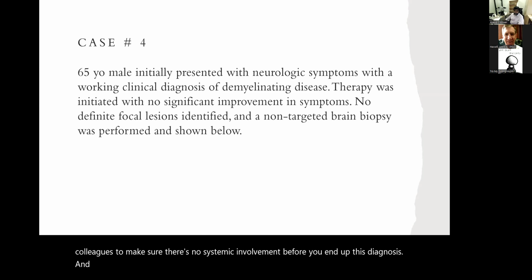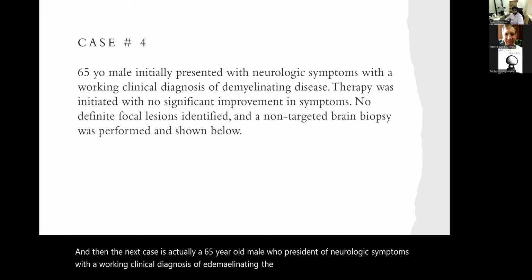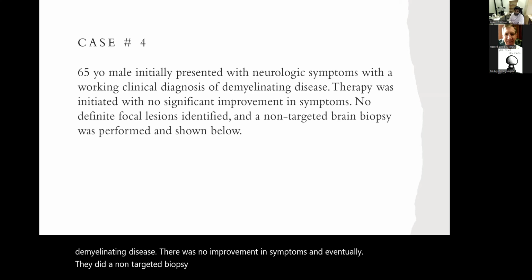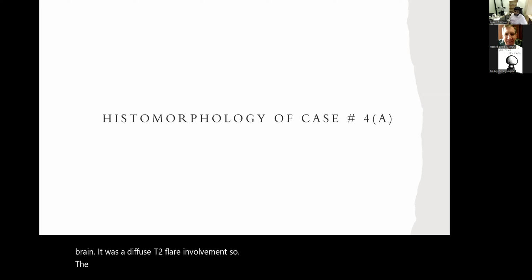And then the next case is actually a 65-year-old male who presented with neurologic symptoms with a working clinical diagnosis of a demyelinating disease. So therapy was initiated for that demyelinating disease. There was no improvement in symptoms, and eventually they did a non-targeted biopsy because the radiology did not identify any focal lesions in the brain. It was a diffuse T2 FLAIR involvement. So the biopsy was done, and I'm going to show you that first biopsy quickly.